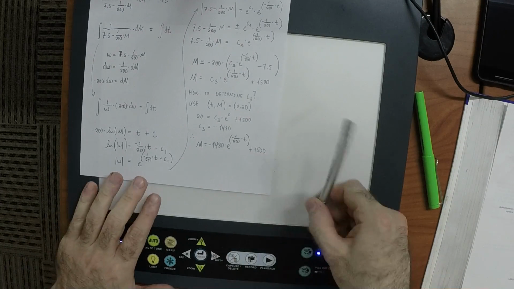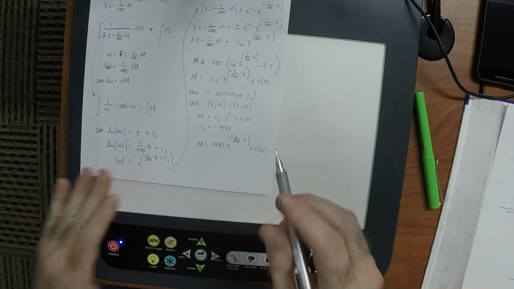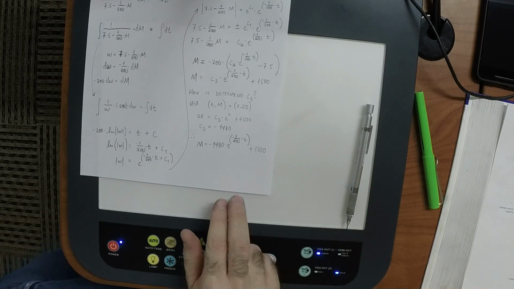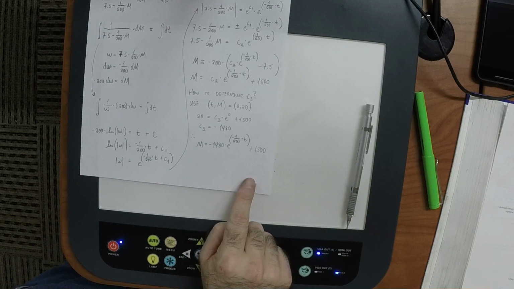Now, if we wanted to answer the question, how much salt is there at time 45 minutes? Well, then you just plug in t equals 45.